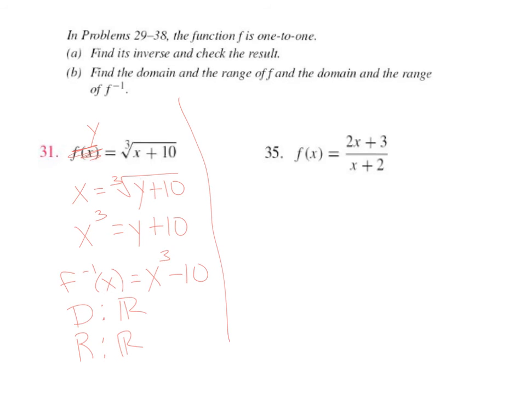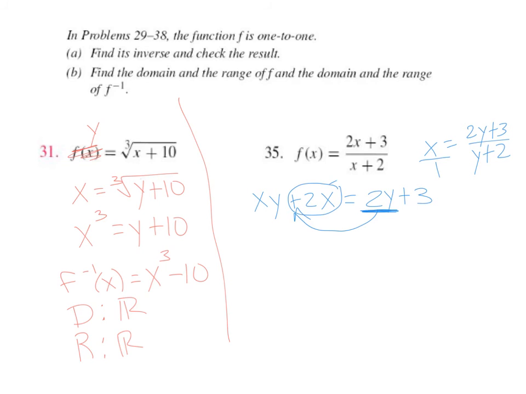All right, 35 is a little harder. So I have x equals 2y plus 3 over y plus 2. This is a good one just for our algebra skills. So what I do is I cross multiply. So I do xy plus 2x equals 2y plus 3. Now remember, we're trying to solve for y, so we're going to get all the y's on one side. So this guy's going to move over here, and the 2x is going to move over here. So I have xy minus 2y equals 3 minus 2x.